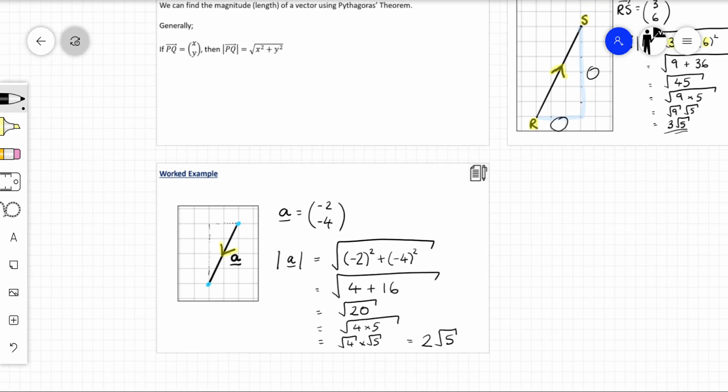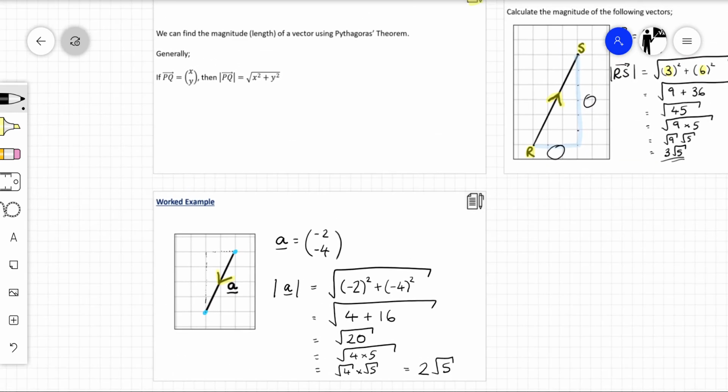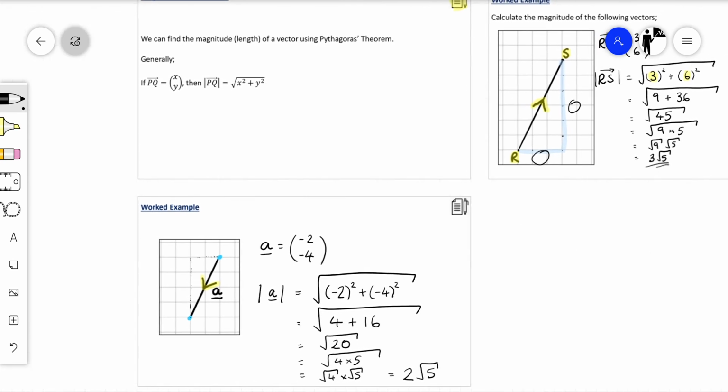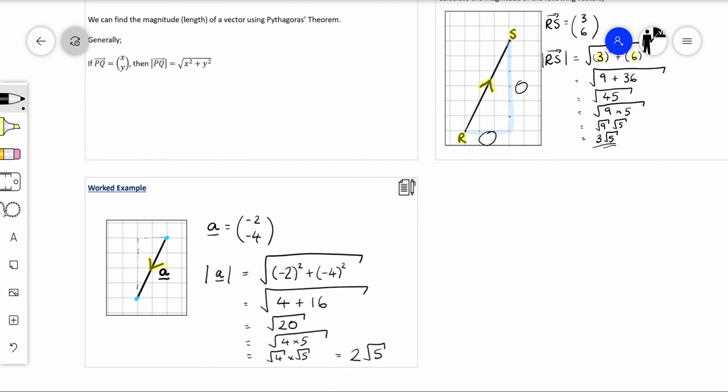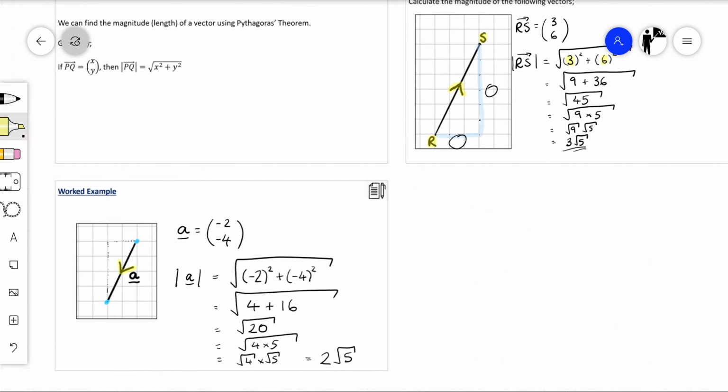Okay, so what we worked out here is how to calculate the magnitude of a vector. We essentially use Pythagoras' theorem. The first step you need to do is represent it in its component form, and then you can go ahead and work out the magnitude by applying Pythagoras' theorem. Make sure you've copied down all these slides into your jotter, and then have a go at the questions that have been assigned to you.